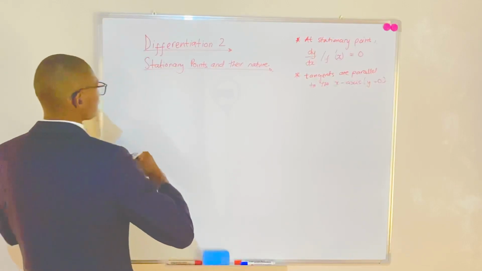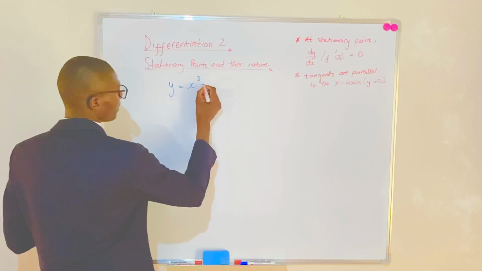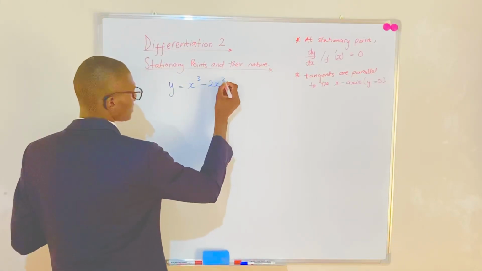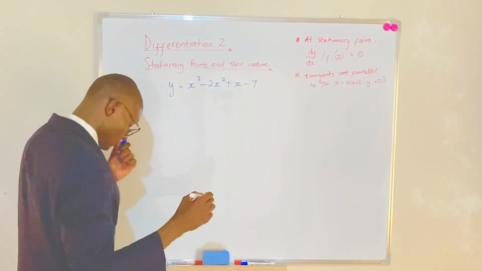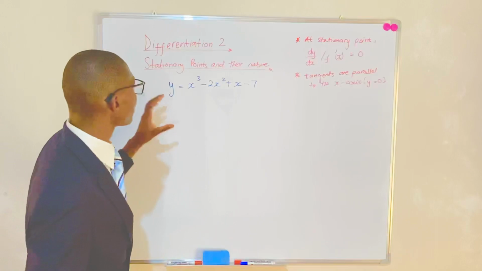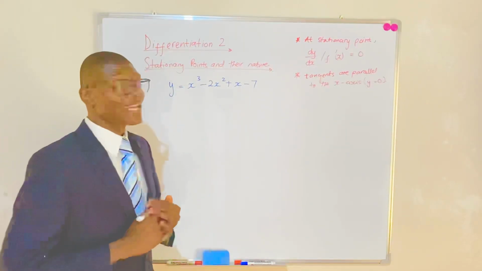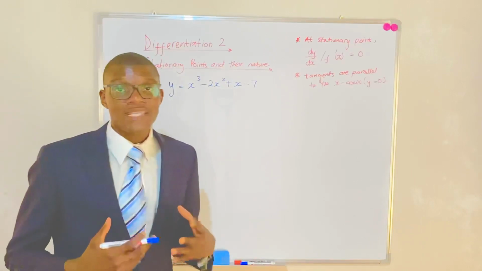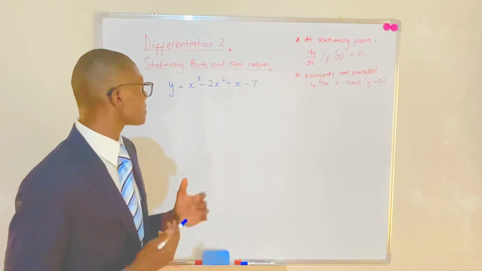Okay, so we've got y is equal to x to the power 3 minus 2x squared plus x minus 7. Now we've got this curve, the curve of y is equal to x to the power 3 minus 2x squared plus x minus 7. And the question requires us to find the coordinates of the stationary point. So this is what we're going to simply do.